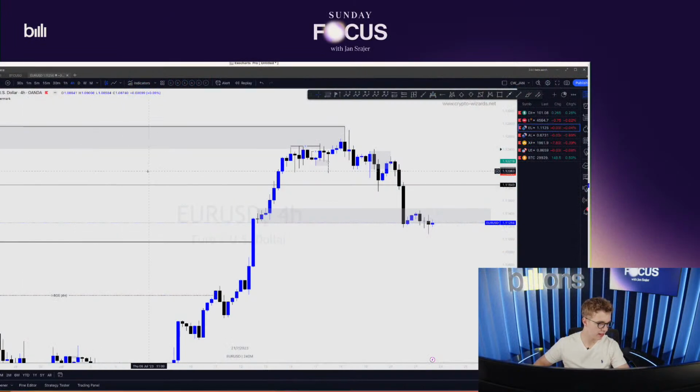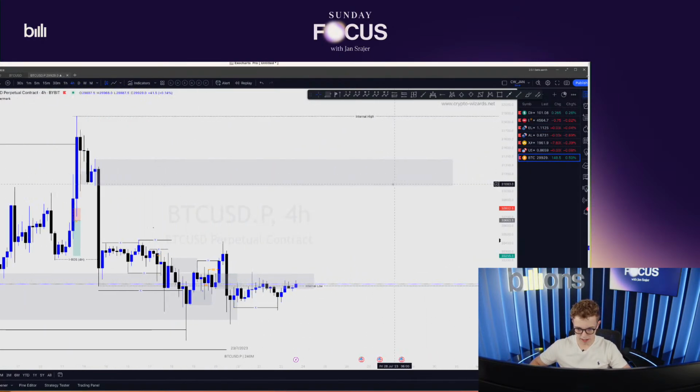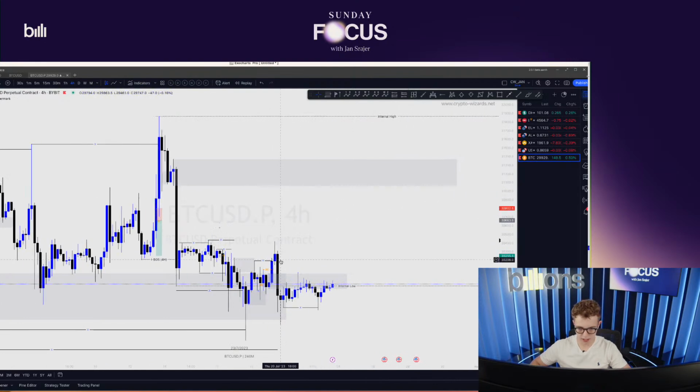All right, so we are back. Hopefully now it's okay. I think it should be much better. Let's start with the TA. We're gonna start on BTC USD because that's the pair that was, I think, the most interesting this week.